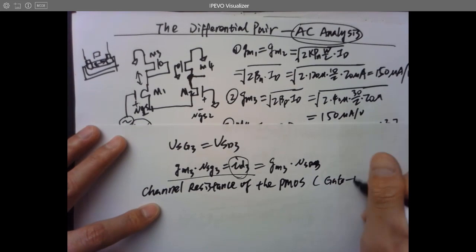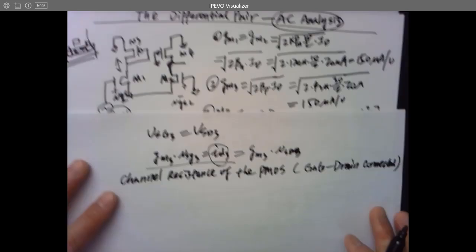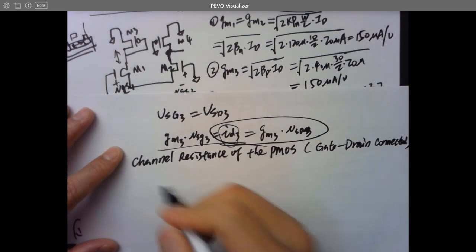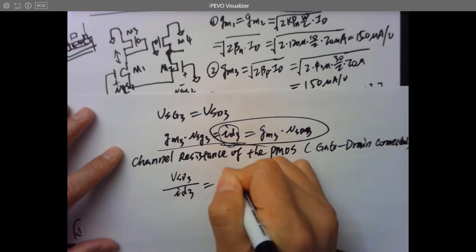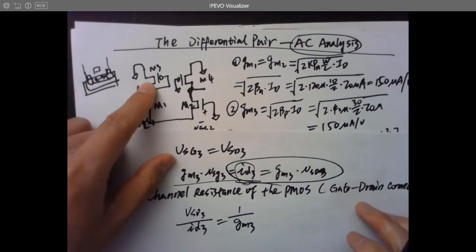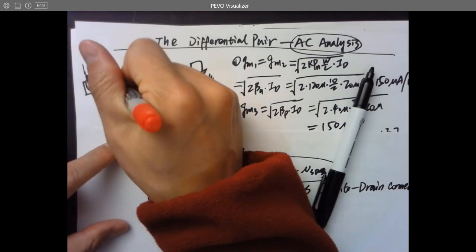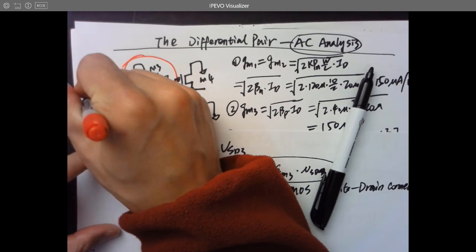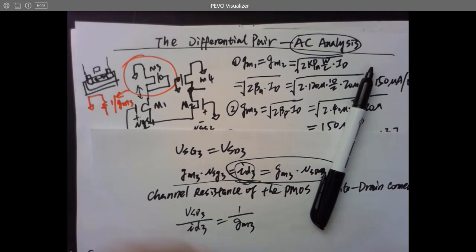When the gate and drain are connected, we can find the channel resistance of the PMOS, which is, look at here, VSD3 over ID3 equals to 1 over GM3. So this transistor performs like a resistor with a resistance of 1 over GM3. So there's no difference for this part compared to this, and the resistance is 1 over GM3. All right, keep in mind.